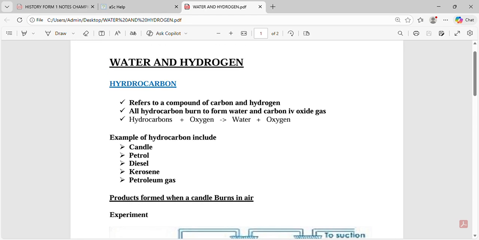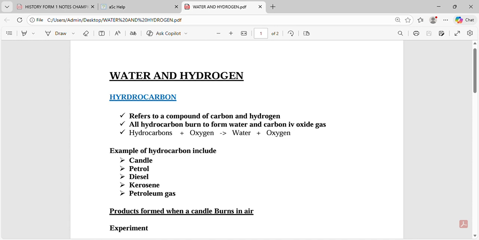We are going to learn water and hydrogen as a topic. Water and hydrogen is in Form 1, the last topic in Form 1. So what are the examinable areas? What is set? What should you know when you talk about water and hydrogen?